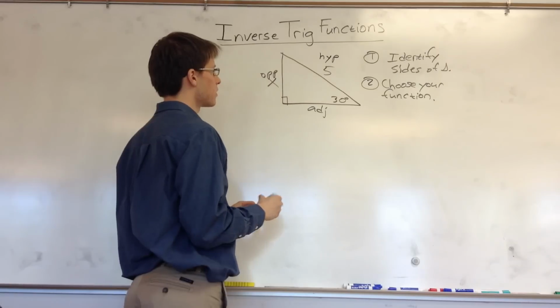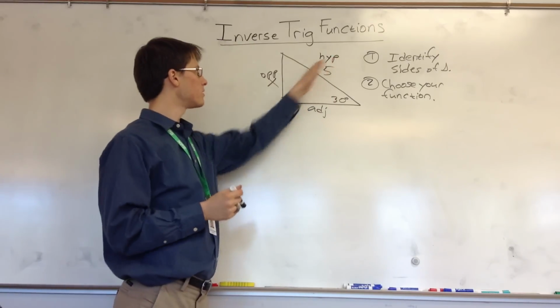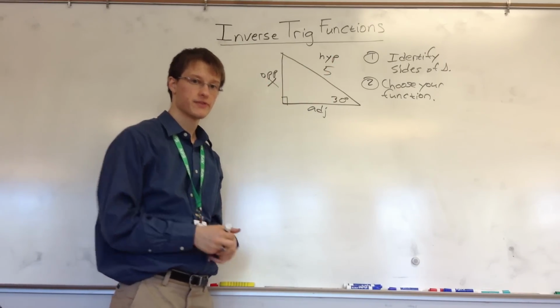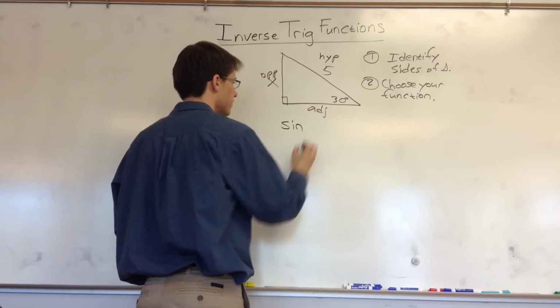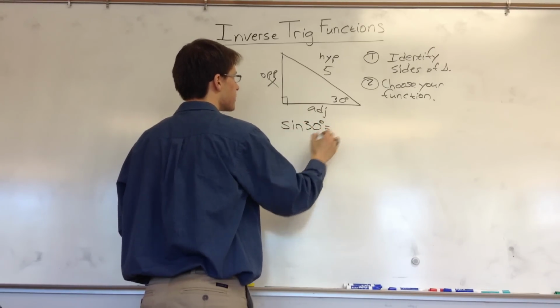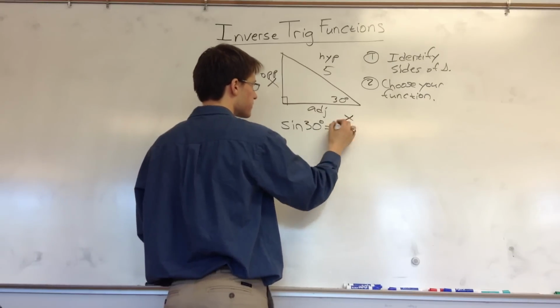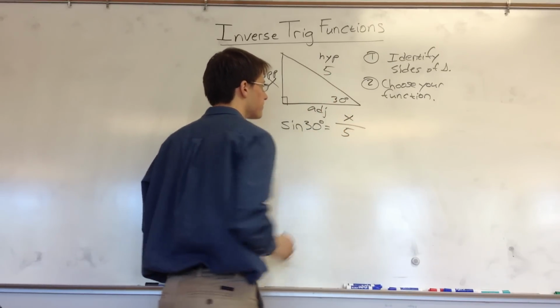So then we look and see, which function relates hypotenuse and opposite? And the answer is sine. So we're going to be using the sine of 30 degrees, and we set that equal to the opposite, which is x, divided by the hypotenuse, which is 5.